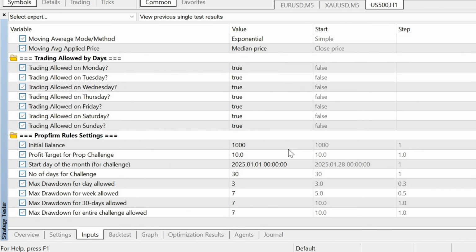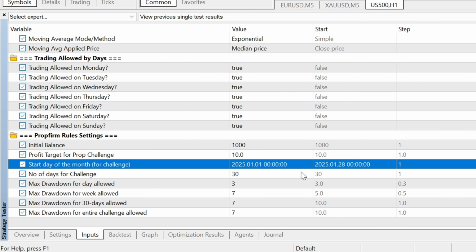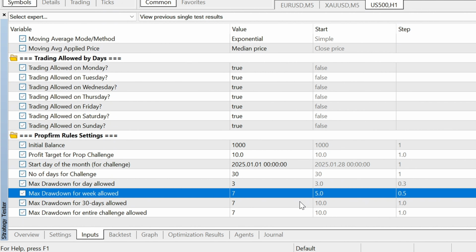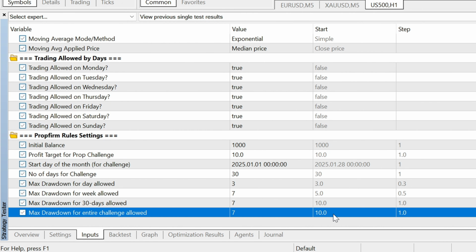And then at the bottom, you define all the Propfirm rules. You define when the challenge started, so we can calculate the weeks and the months correctly, because you might start the challenge in the middle of the month. And then you define the max drawdown allowed. Say if for a day, the max allowed is 5%, then we put 3% to give ourselves a little bit of buffer and safety margin. Then if for a week, the max allowed is 10%, then we set 7. And then we set the same 7 for the month, and then for the entire challenge as well.